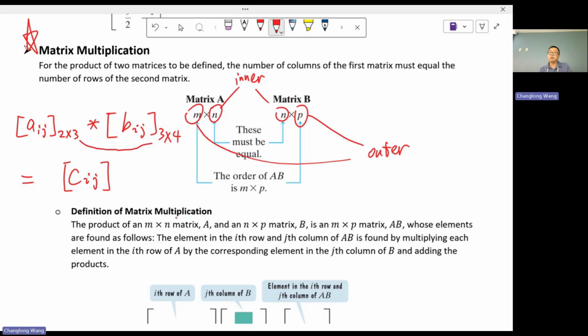Those two are inner indices, right? They are gone. What indices survive? The outer indices. So it will be 2 by 4. Okay. Now, you should remember that. That's the first and the most important conclusion about matrix multiplication. And don't ask me why, because there's no reason why that's how they define it. Okay.